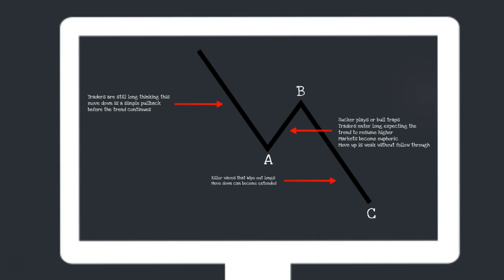C waves are often referred to as killer waves and can be devastating in their destruction. In a rising market, it will wipe out any long positions and the move down will often become extended.